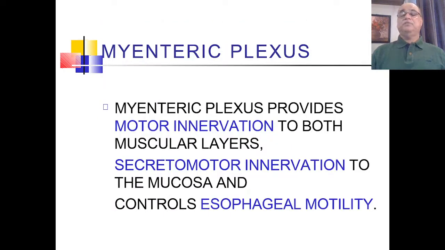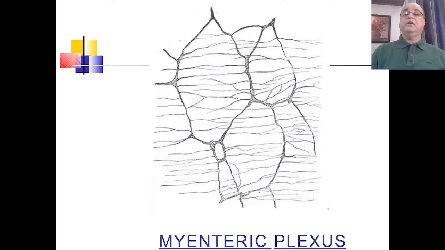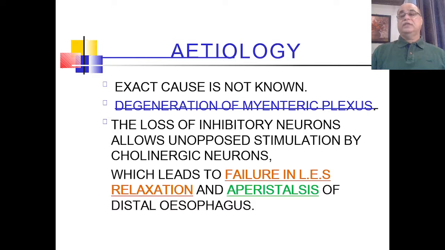So myenteric plexus provides motor innervation to both the muscular layers, that is longitudinal and circular, and secretomotor innervation to the mucosa, and it controls the esophageal motility. The exact cause of this cardiac achalasia is not known, but it is assumed that there is degeneration of the myenteric plexus so that there is a loss of inhibitory neurons, which allows unopposed stimulation by the cholinergic neurons, leading to the failure in lower esophageal sphincter relaxation and absent peristalsis of the distal esophagus.